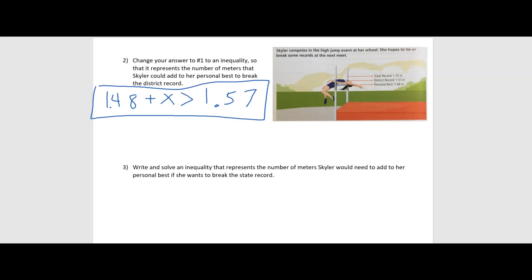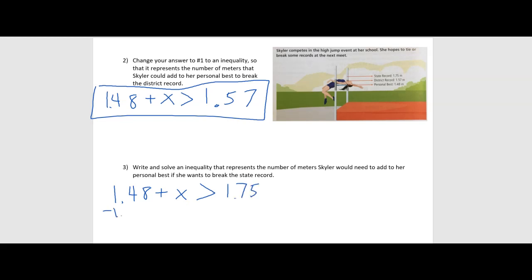All right, so it just says write and solve, so we need to solve it this time. An inequality that represents the number of meters Skylar would need to add to her personal best if she wants to break the state record. So it's the same setup, 1.48 plus x. We need to break the state record, so it needs to be greater than 1.75. 1.75 is the state record.